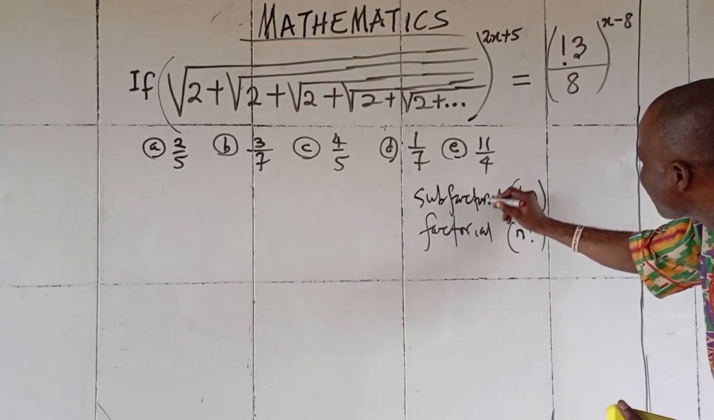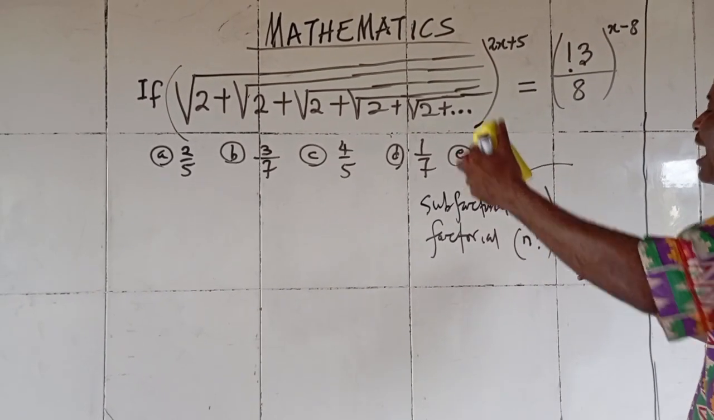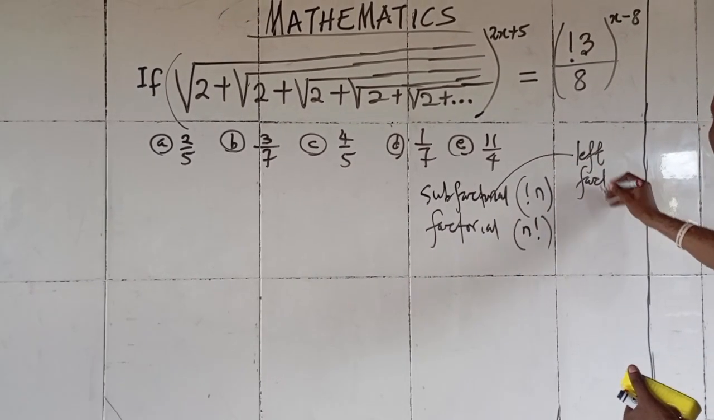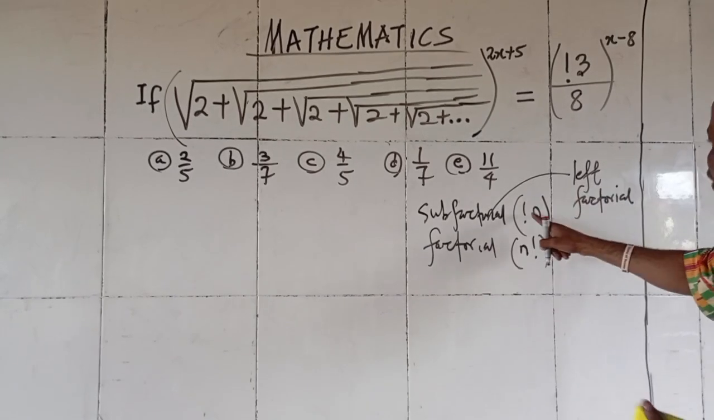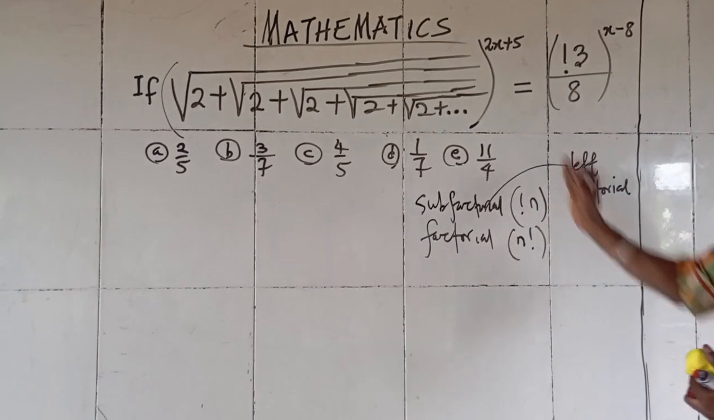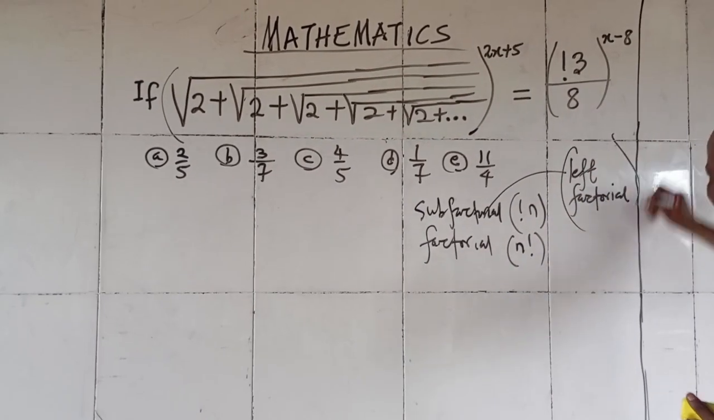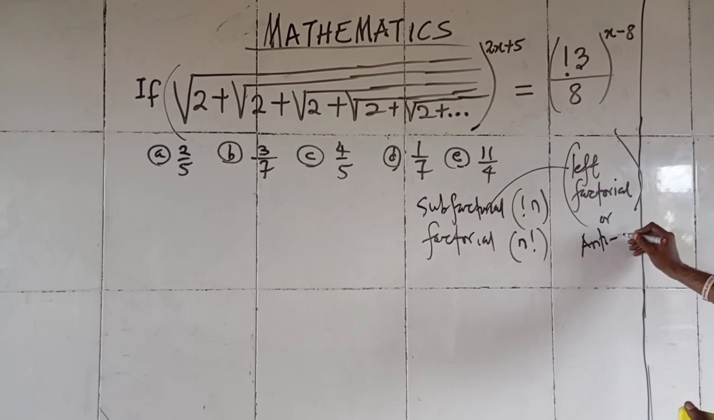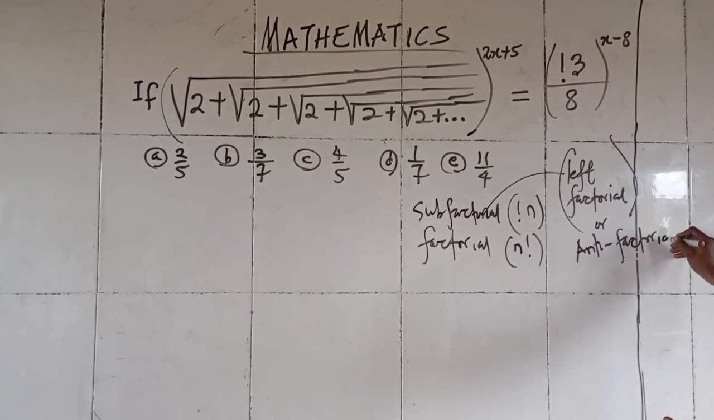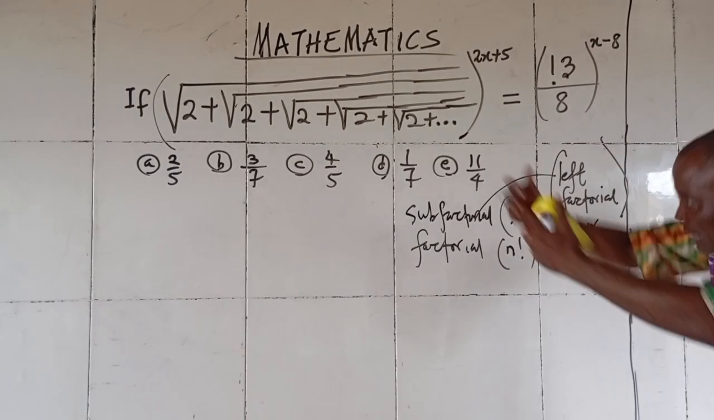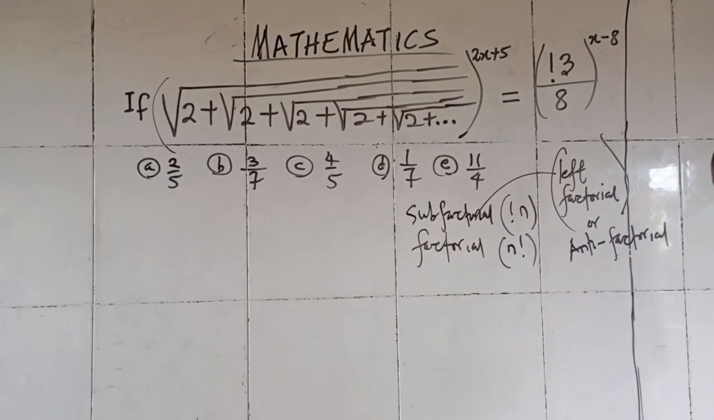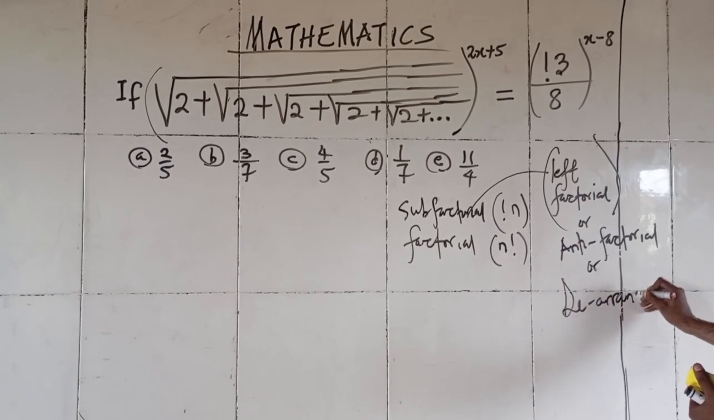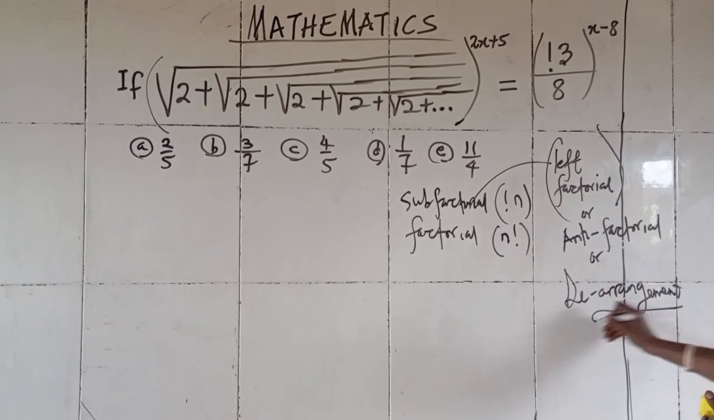I can also call super-factorial, sub-factorial in my last video. I can call it left factorial. Left factorial. Why? Because my factorial symbol is at the left. If I do not call it left factorial, I can also call it anti-factorial. Anti-what? Factorial, because it's against the original factorial that we are aware of. If I do not call it that, I can call it the arrangement. The arrangement. Why the arrangement?